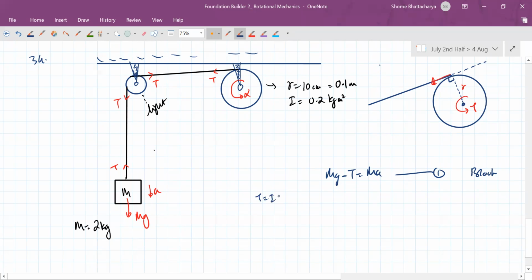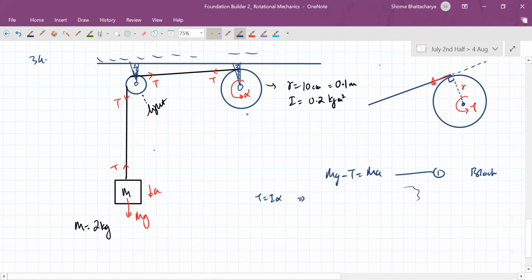So what is the meaning of light pulley? It doesn't matter whether it rotates or not. Its moment of inertia is zero. So even if it's rotating, the term I alpha is zero for it, because I is zero. So tension is the same on both the sides. Okay, sir. Okay.